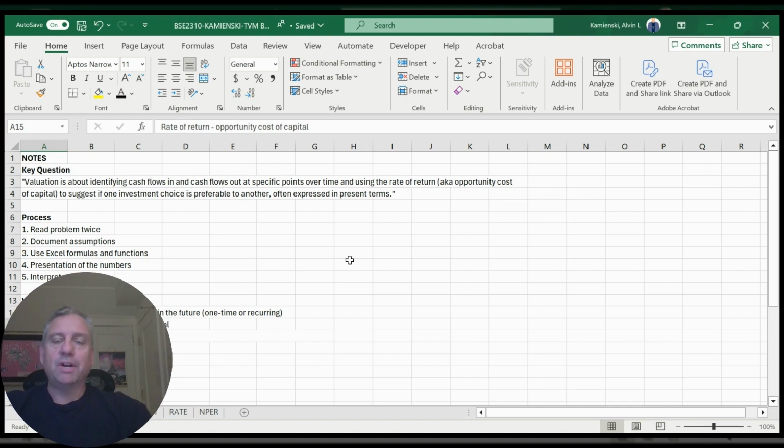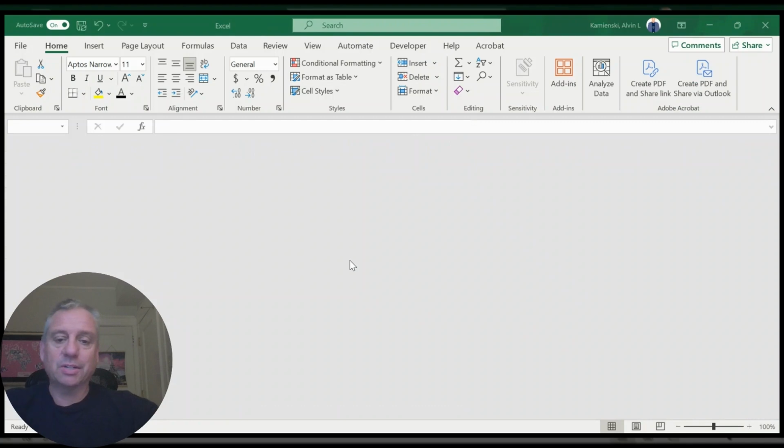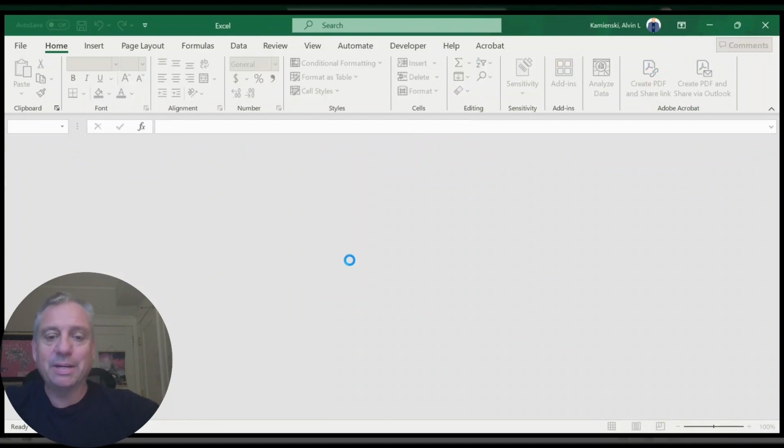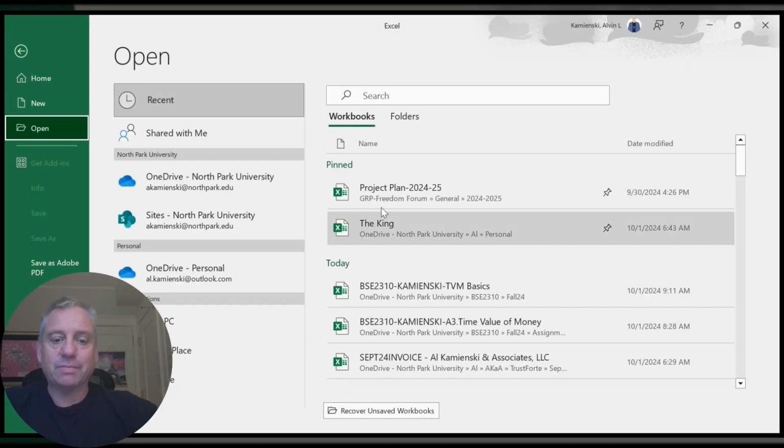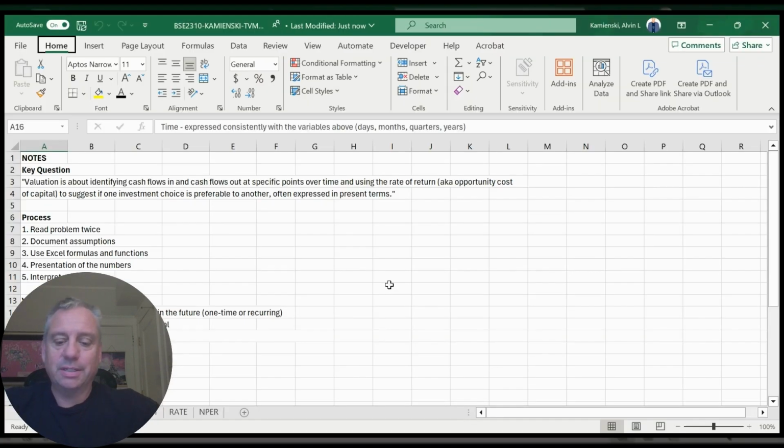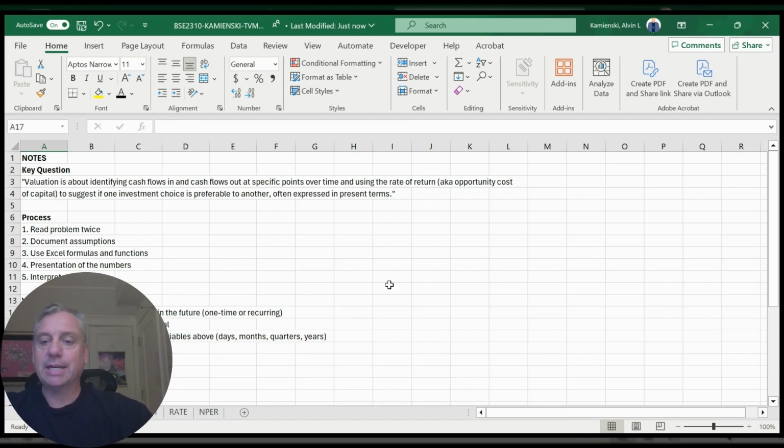Then is the notion of what my opportunity cost is, or what is the rate of return that I could earn if I did not only this, but something else that has equal risk associated with it. And then the last thing we need to think about is the time expressed consistently with those variables, whether it's in days or months or quarters, etc. So those are the three variables: cash flows, rate, and time.